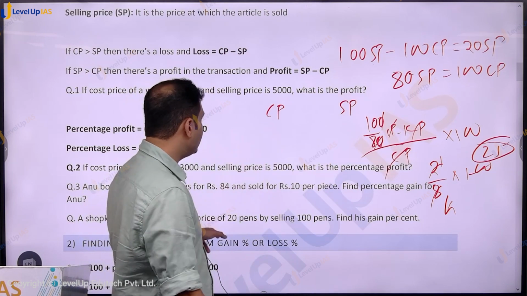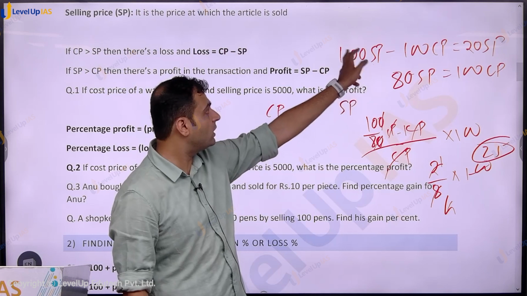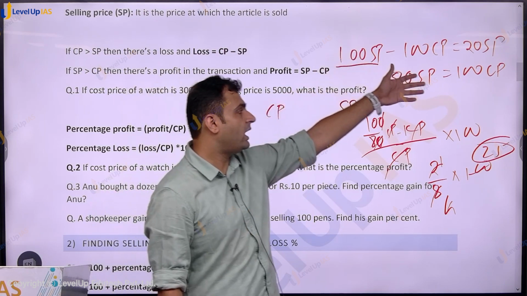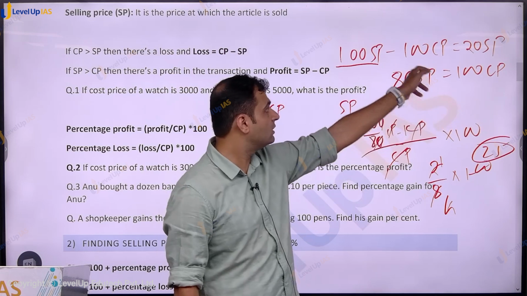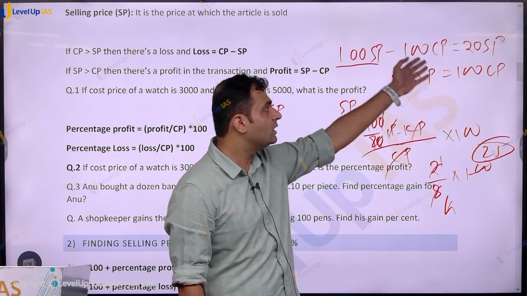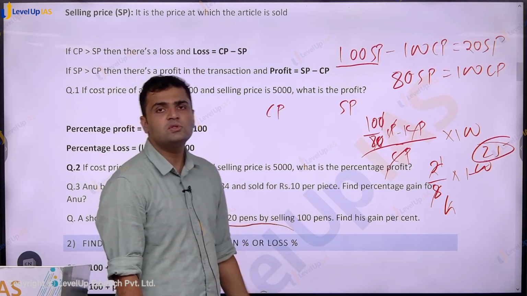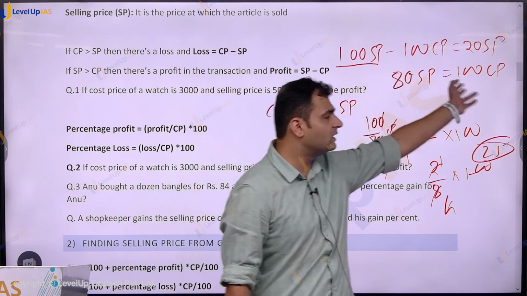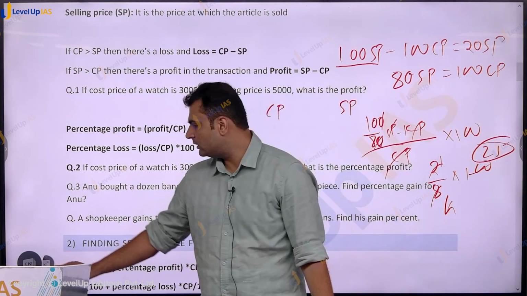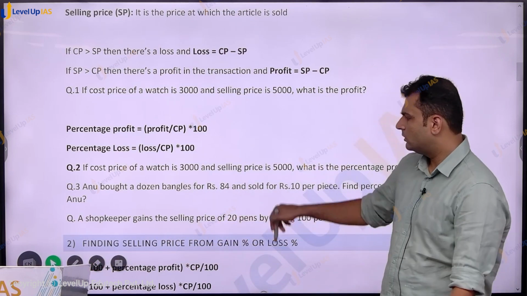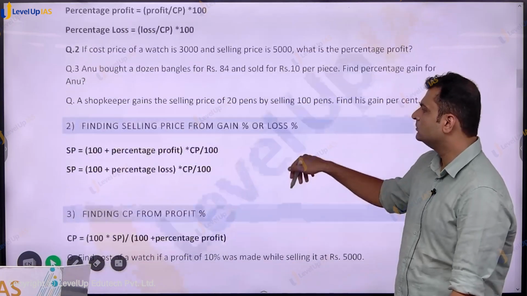What is that relation? They are saying if I sell 100 pens, so my selling price is 100 into SP, and what is my cost? It is 100 into CP, and the difference between them is the profit which they have given as 20 times SP. That is the equation. You get the relation, put the value and find the answer. Very typical question, good question. Try to solve it on your own as well.